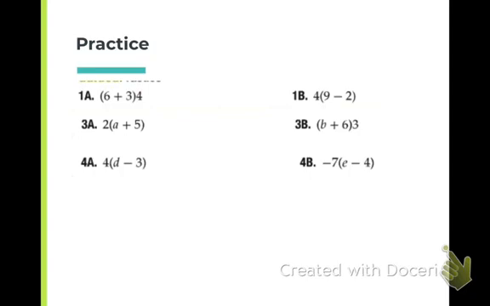All right, so let's go through the answers now. Hopefully you had a chance to try these on your own, starting with 1A. So if I take the 4 and I distribute, I have 4 times 6, which is 24, plus 4 times 3, which is 12, and I can simplify that to be 36. So that should be my answer for 1A.